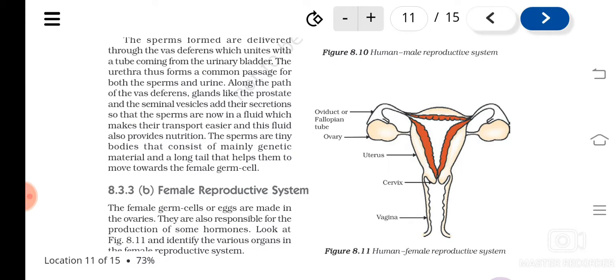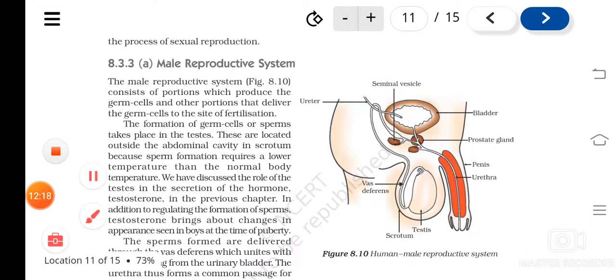So you can read the chapters and draw the diagrams properly. Draw the diagrams and practice. Even though it is MCQ, some questions can come based on the diagram, so be prepared for that.